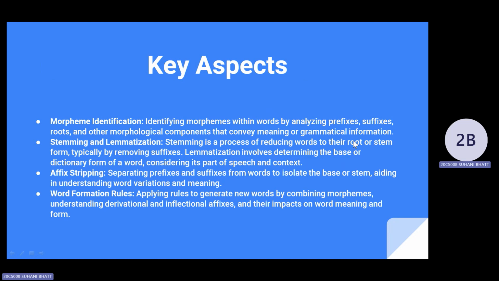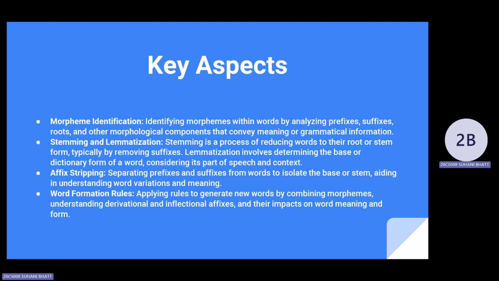Then what are the key aspects of morphological processing? First is morpheme identification. It identifies morphemes within words by analyzing prefixes, suffixes, roots, and other morphological components that convey meaning or grammatical information. Second is stemming and lemmatization. Stemming is a process of reducing words to their root or stem form, typically by removing suffixes. And lemmatization involves determining the base or dictionary form of a word, considering its part of speech and context.